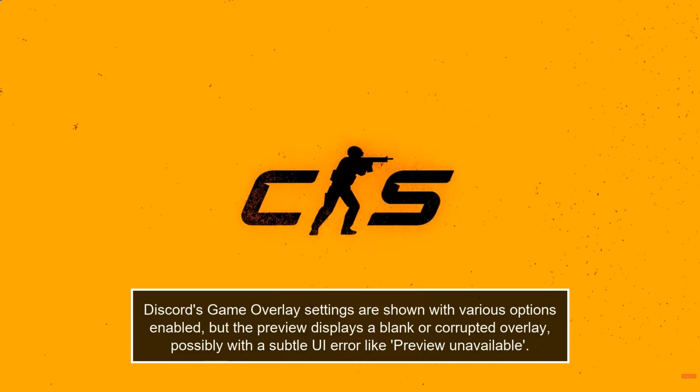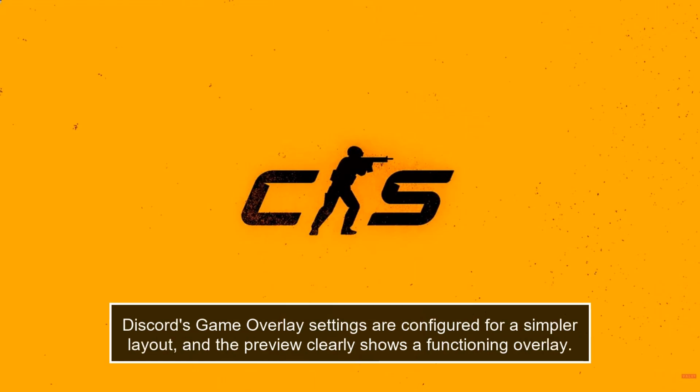Discord's game overlay settings are shown with various options enabled, but the preview displays a blank or corrupted overlay, possibly with a subtle UI error like preview unavailable. Discord's game overlay settings are configured for a simpler layout, and the preview clearly shows a functioning overlay.